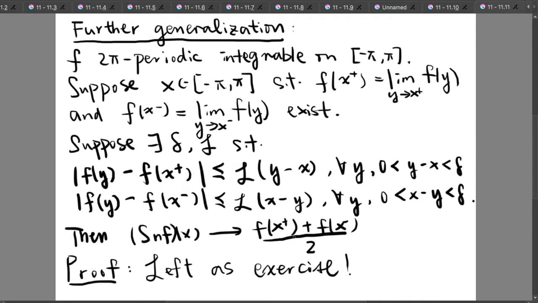And I will leave it as an exercise for you, because the proof here is essentially the same as the previous theorem. So this is the end of the video about the relationship between Lipschitz continuity and the convergence of Fourier series to the function itself. So see you in the next video.